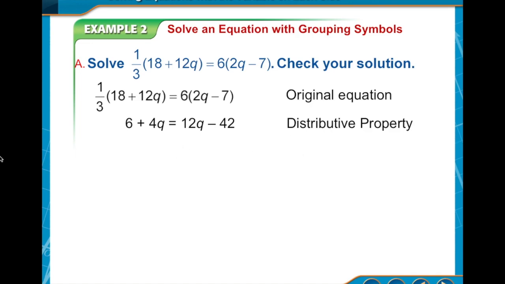Now we're at a position where we can really start to do some damage and solve for this variable. So we have q on the left, q on the right. We need to pick which way we want to go.